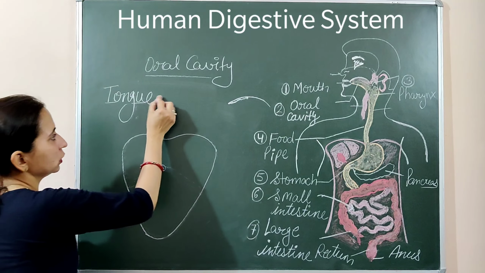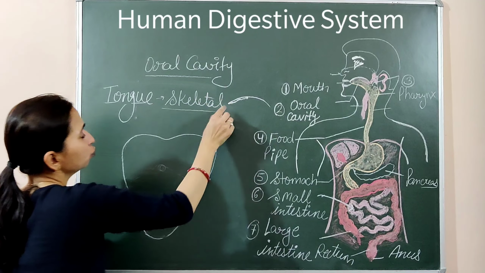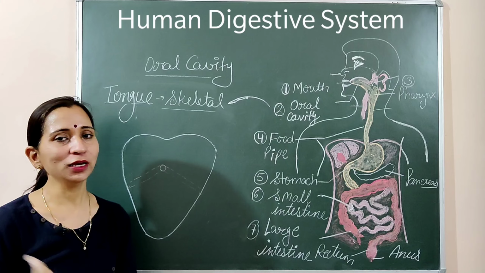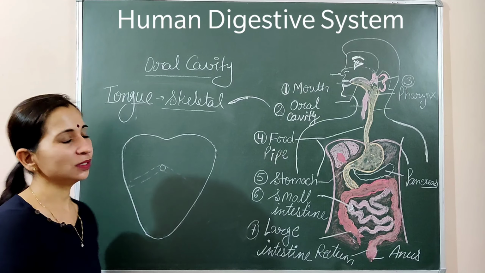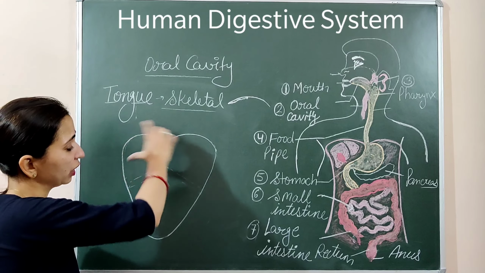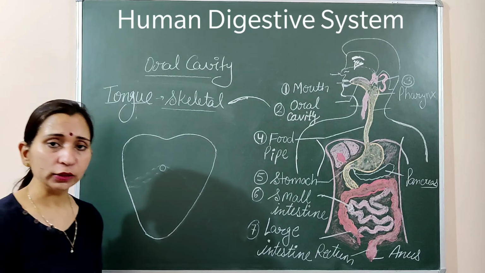ये बात अगर आप याद रख सकते हैं, इसे ध्यान रखिएगा. Skeletal muscle से बनी हुई structure है, which can be moved with our will. So हम अपनी मर्जी से बोल सकते हैं ना, इसलिए. So this is the skeletal muscles and is a muscular and highly glandular structure. Most of the glands are present there. So this is a highly muscular and glandular structure.